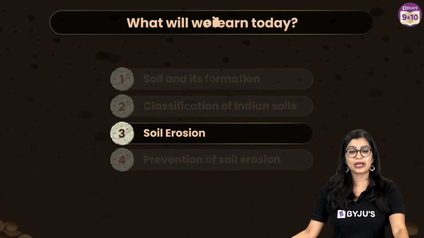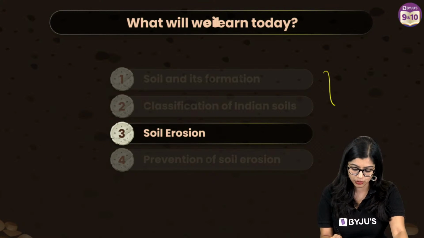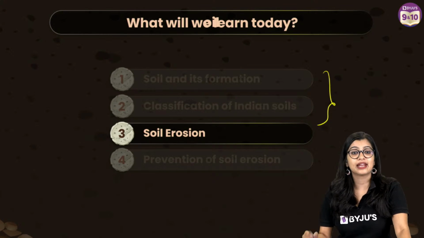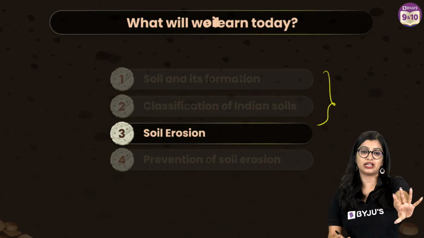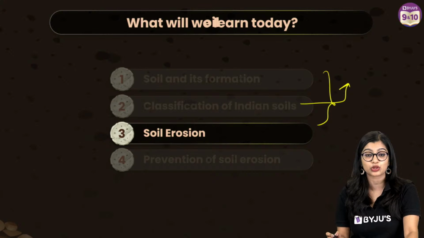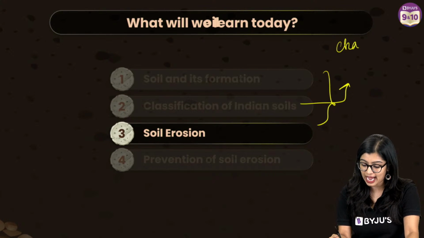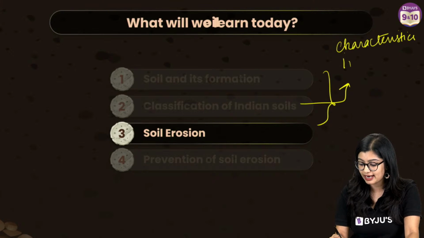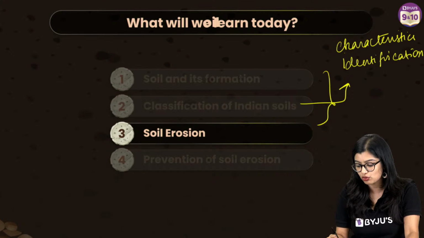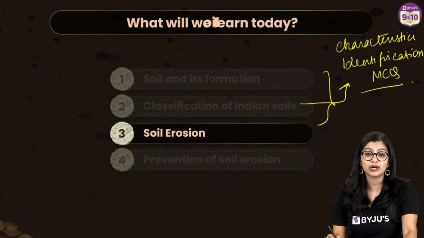So with this, everyone, we are done with two very important topics. I will share the PDF on Telegram, don't worry. Now, on classification of soil, remember the characteristics, you may get questions, and identification of the map can come for MCQ questions. So remember these two things.